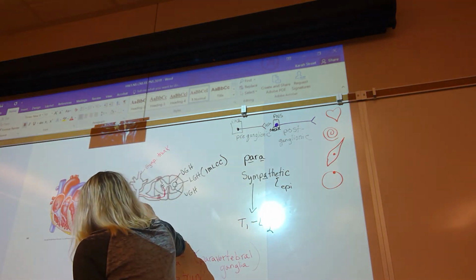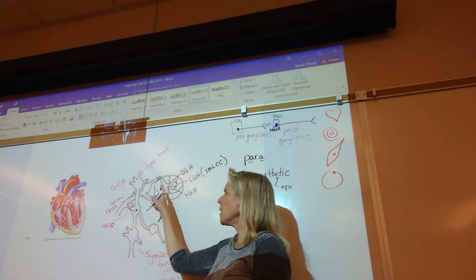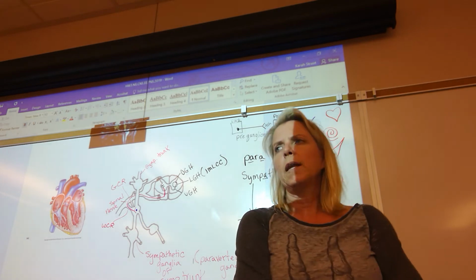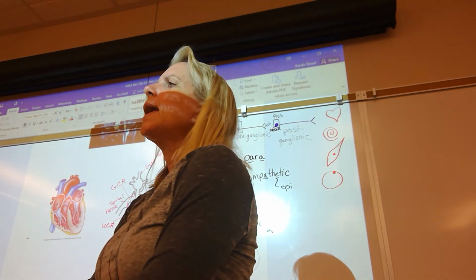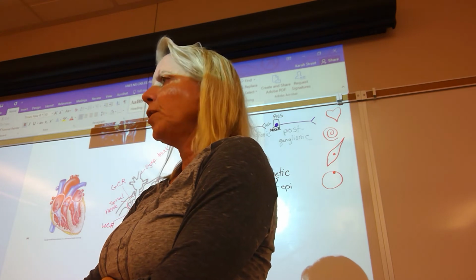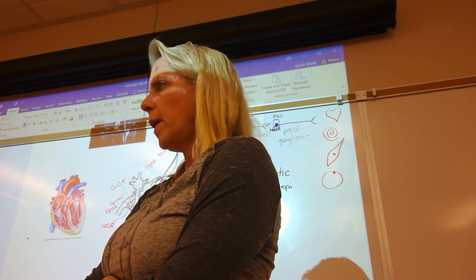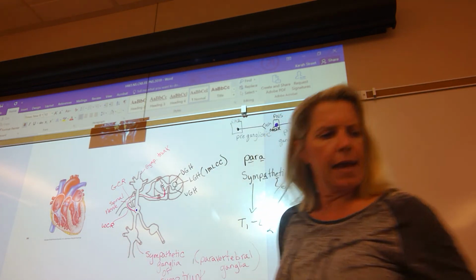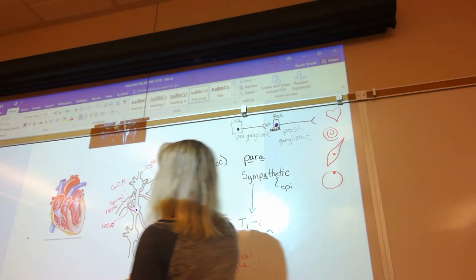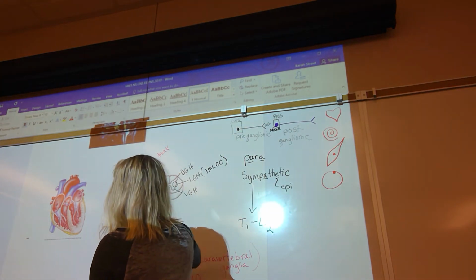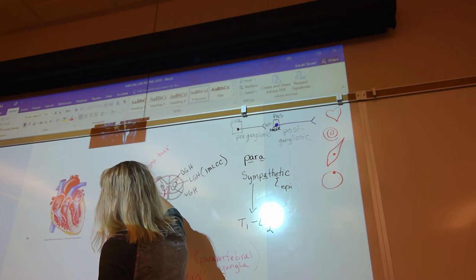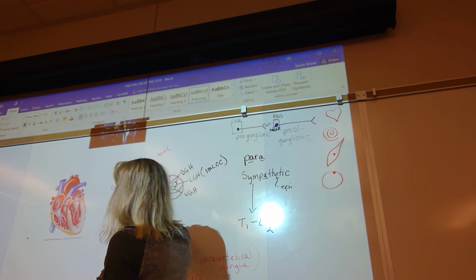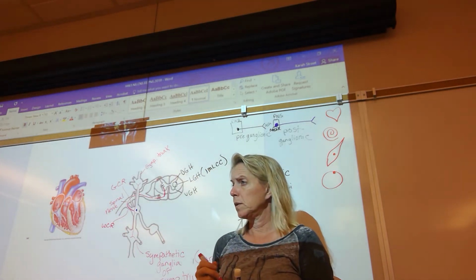So option one is that the axon can exit the spinal cord, enter the sympathetic trunk, and synapse at that level, like I've drawn. Okay? Another option is that it can travel up or down, and then synapse at a higher level or a lower.